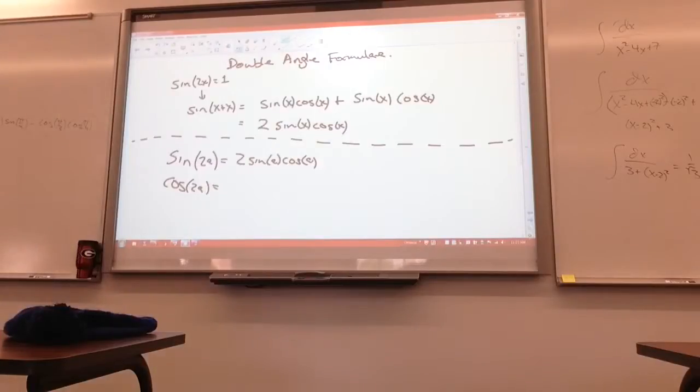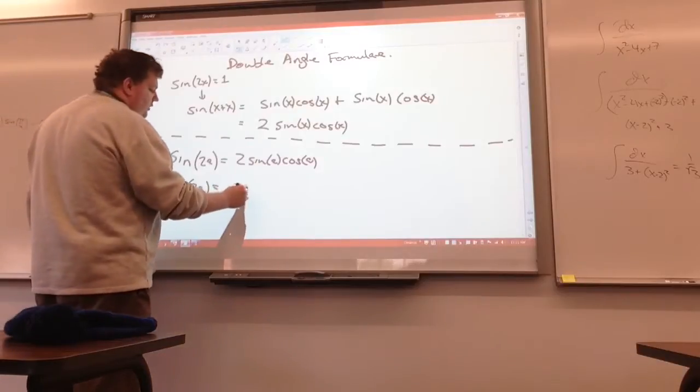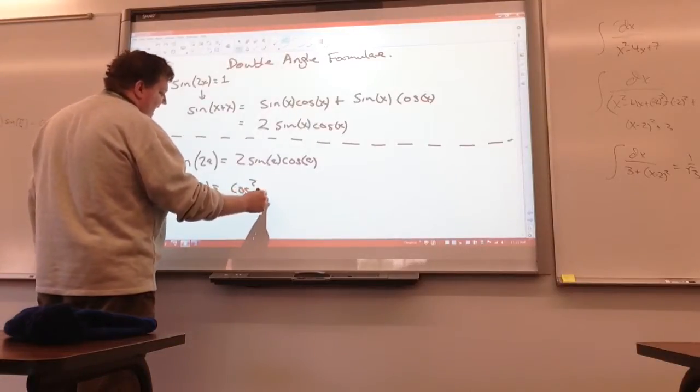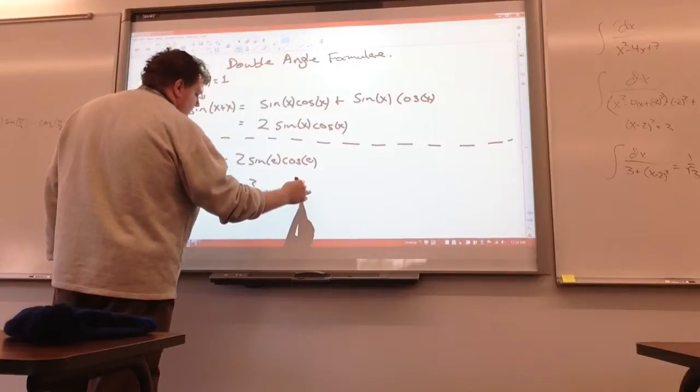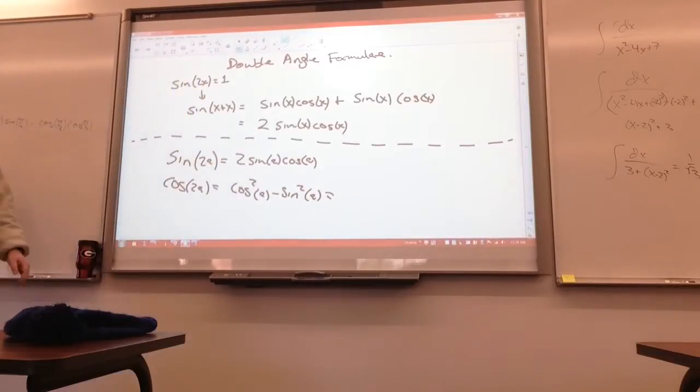It's a bit stupid. It's okay. I'll go back and fix it here in a second. So I can write this as cosine squared of A minus sine squared of A. But that looks suspiciously a lot like a Pythagorean theorem, doesn't it? So let's say 2 sine A cosine A. This is the same problem.